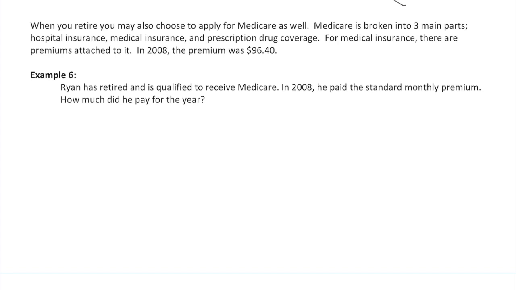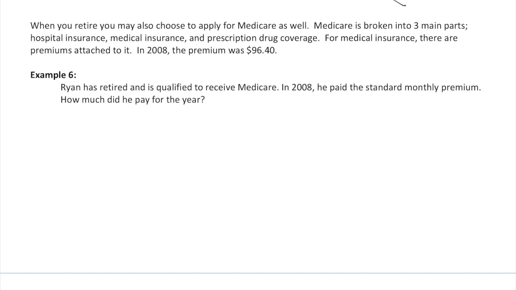But the standard premium or monthly payment for Medicare or health insurance through the government is $96.40. And that would be for medical insurance, hospital insurance, prescription drugs, that kind of thing. That's really cheap. Somebody who is elderly and trying to get health insurance on their own would probably pay $400 or $500 a month. But this is only $96.40, so it's much cheaper. And so the questions are going to be really simple about this.